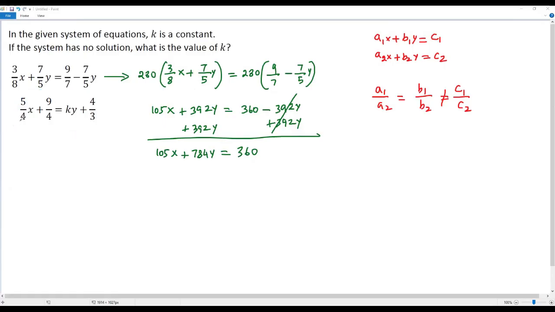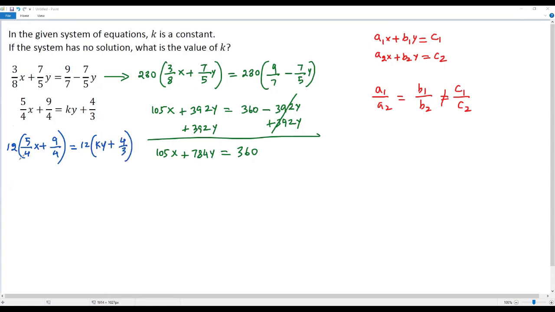So we have to get rid of the denominators so that the fractions will be no more. We find two different denominators, 4 and 3. The least common multiple of 4 and 3 is 12. Let's multiply both sides of this equation by 12. That is 12 times 5 over 4 times x plus 9 over 4 equals 12 times ky plus 4 over 3.